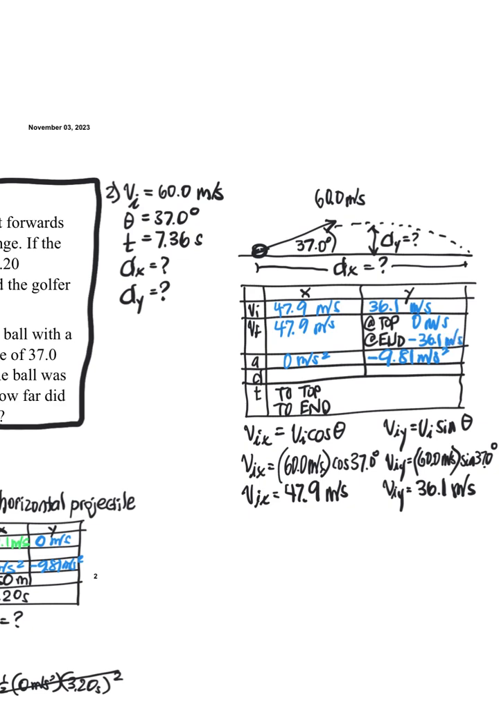And we know the total time is 7.36 seconds. And so the time to the top is half the total. And so half of 7.36 is 3.68 seconds. Now, we do not know how high and we don't know how far, but those are the things they're asking us to solve for.